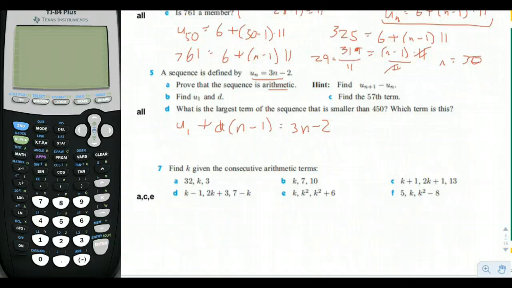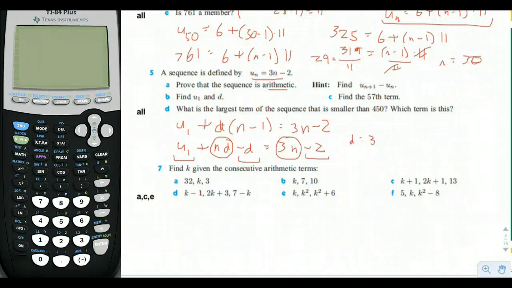B, find u1 and d. Okay, so u1, and then we're going to go through and kind of prove it. What we'll do is we'll multiply this out, and then we'll equate the two. Okay, so we can see that there's an nd term here, and there's a 3n term here. So we can see already that d is equal to 3, right? And then the remainder of u1 minus d and -2, those are equal to each other. So that's the other part of it.